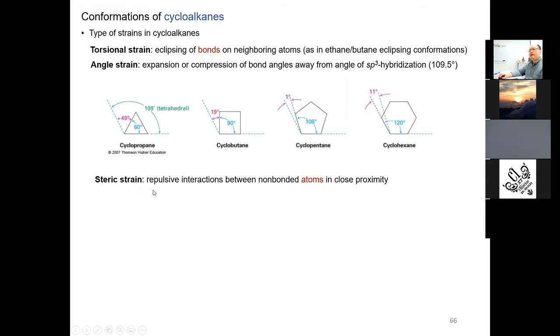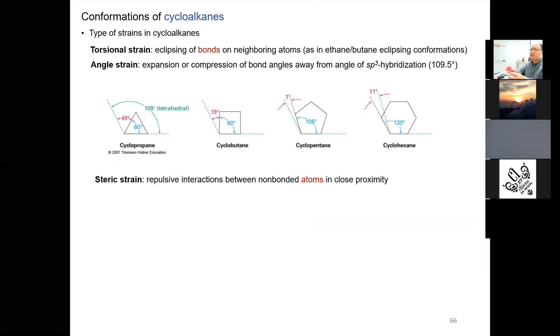So steric strain is actually a repulsive interaction between non-bonded atoms. So you cannot say, if a carbon is linked to another carbon, that they have steric strain because they are bonded. We are only looking for non-bonded atoms to have steric strain. All right, and we will talk about examples of these.